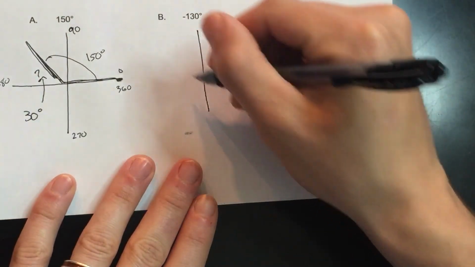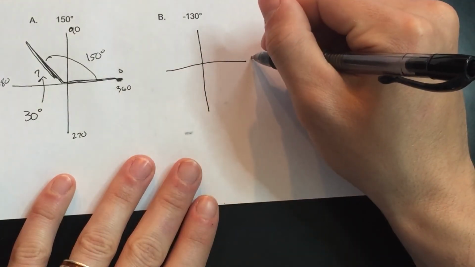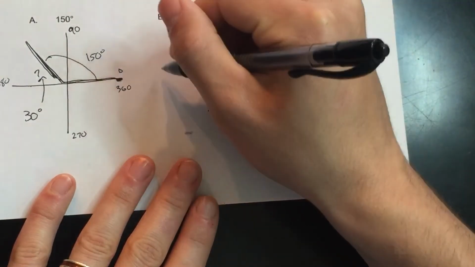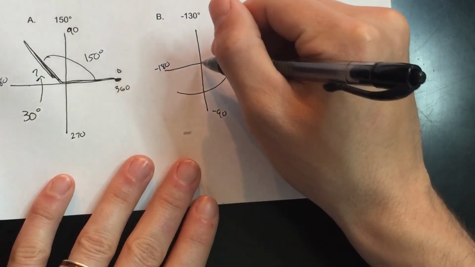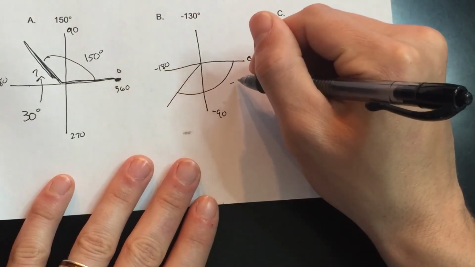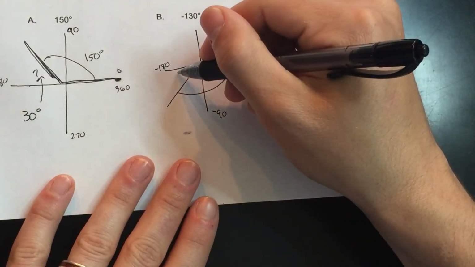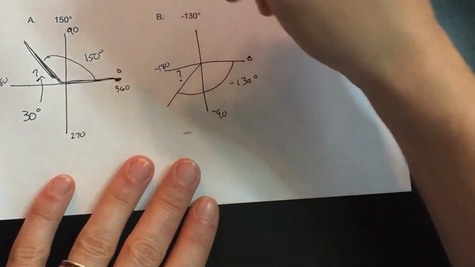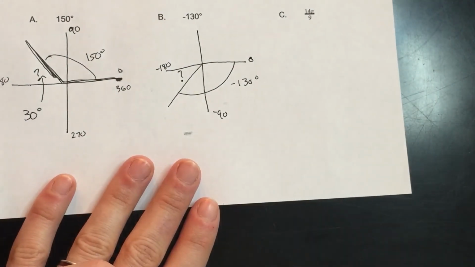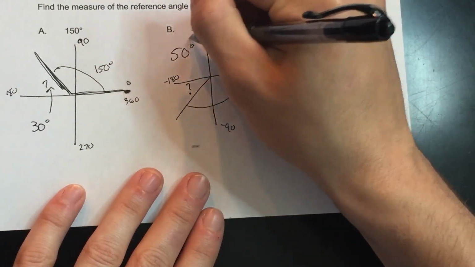If I want to find the reference angle for negative 130, first I'm going to draw negative 130 degrees. So that's negative 130 degrees. To find my reference angle right here, well, how many more degrees do I need to get back to my x-axis? It would be 50 degrees.